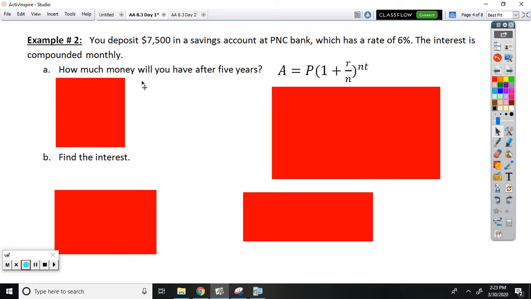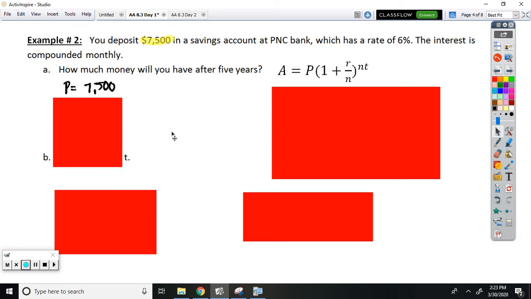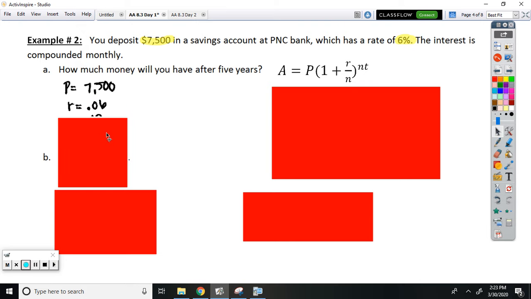Next one, similar problem. We deposit $7,500 into a savings account at PNC. That would be our P, our present money that we're putting in. Interest rate, same as the last one, 6%. I will tell you that the interest rate at PNC is not that high. It's usually much lower. But change it to a decimal, 0.06. And this time they tell us that the interest is compounded monthly. Remember, this tells us our n value, and we know there are 12 months in a year, so n will be 12. How much money should we expect to have after 5 years? So that would be t equals 5.